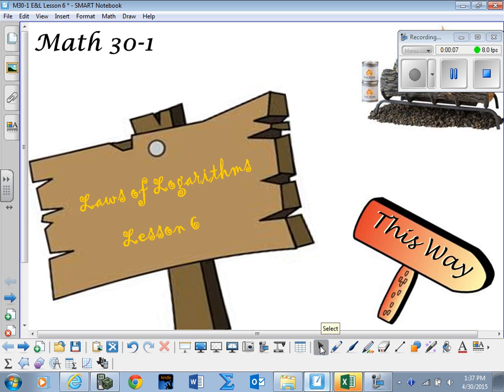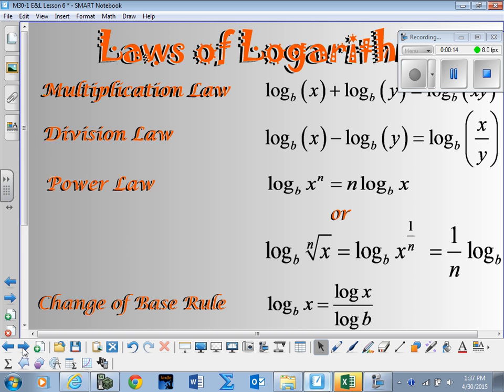Lesson number 6, laws of logs. All right, here we go. Just like we had laws of exponents, we have laws of logs. I'll just get rid of this.